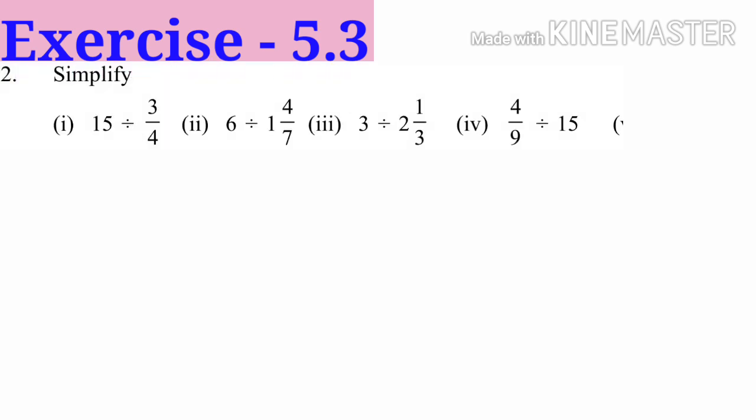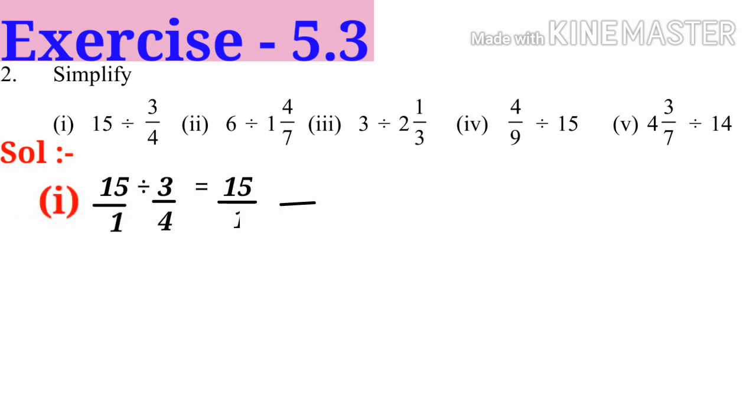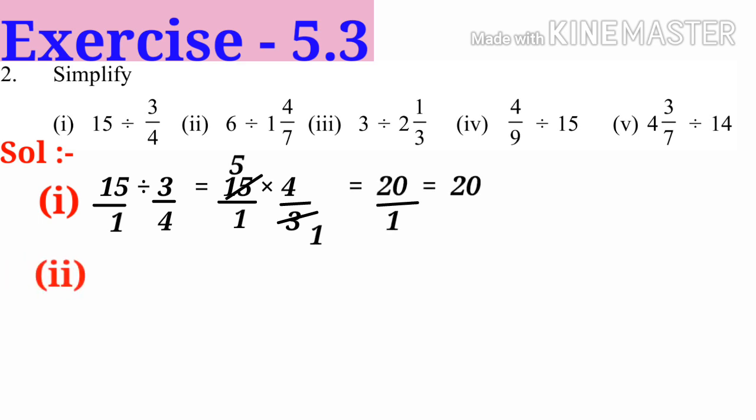Next, number 2, simplify 1, 2, 3, 4, 5. Solution. First one can be written as 15 by 1 divided by 3 by 4, that is 15 by 1 into reciprocal of 3 by 4 is 4 by 3. On simplification by 3, 3 ones are 3, 3 fives are 15. That is in the numerator 5 into 4, 20 by denominator 1 into 1, that is 1. 20 by 1 is 20.